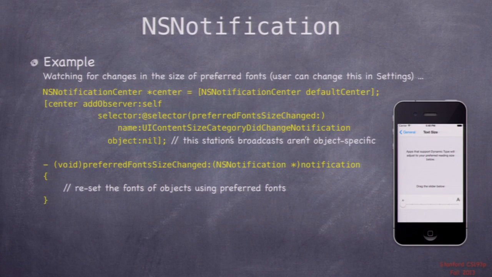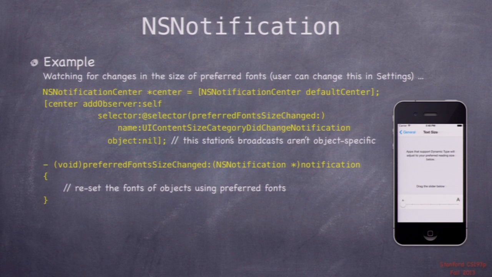So in iOS 7, not in any iOS before that, but in iOS 7, if you use preferred fonts, then the user can actually go into settings and change the size of their font. So if they're like me, and the phone has to be held farther and farther away as the years go by, you can set the text size up and move that phone back in a little bit. So that's what this text size thing allows you to do.